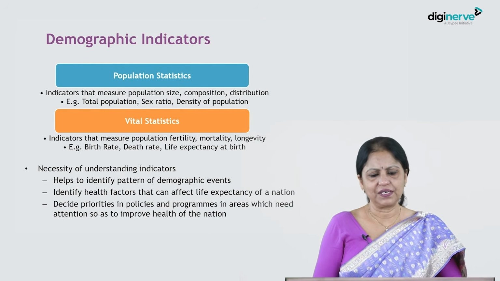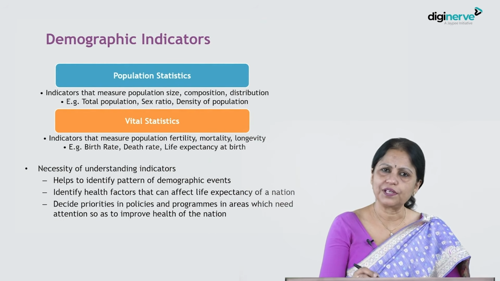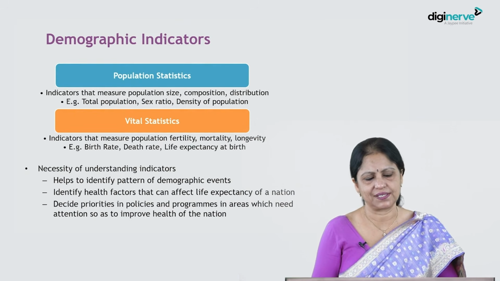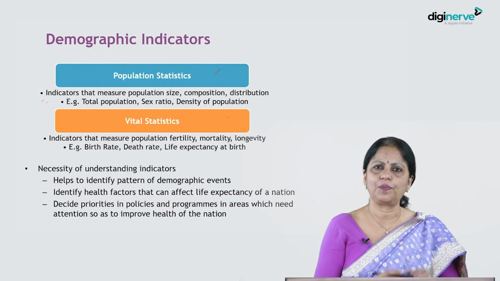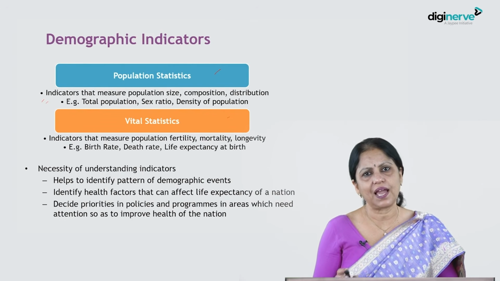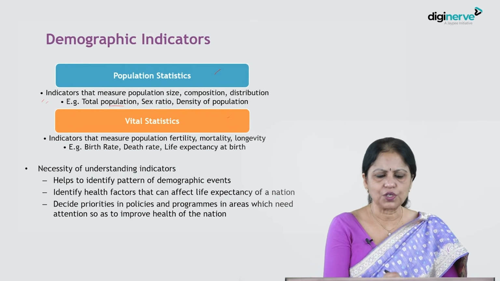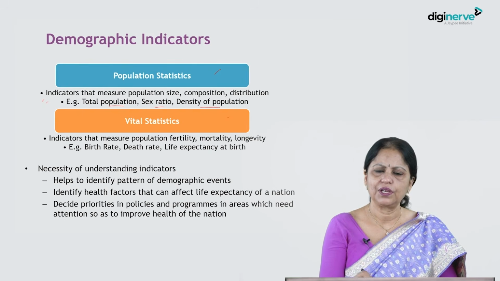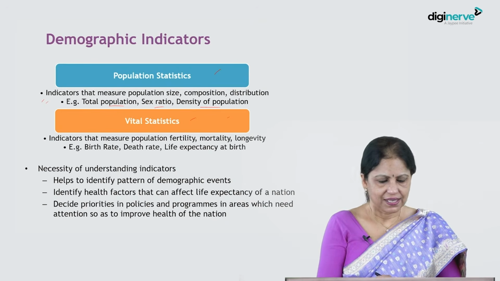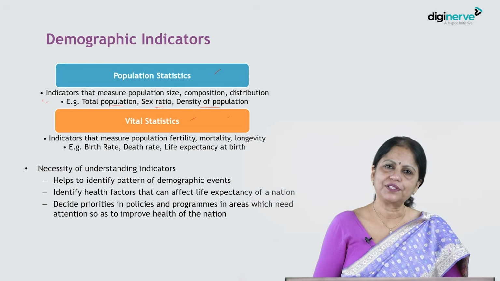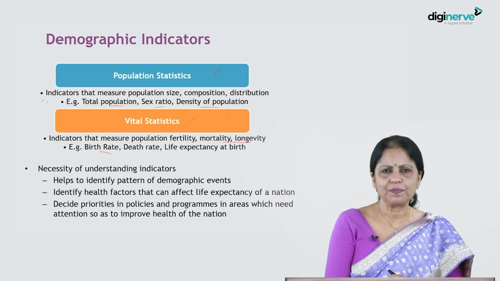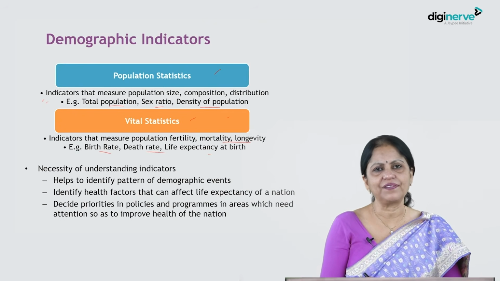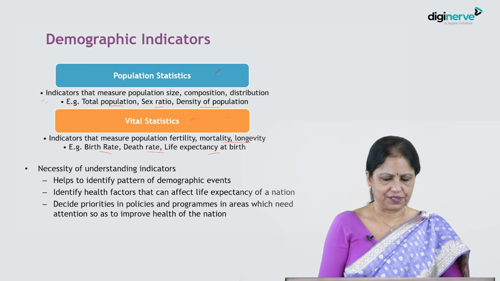So demographic indicators, we have two types, population statistics and vital statistics. Population statistics indicate, these are indicators that measure the population size, composition and distribution. So that is total population, sex ratio, density of population, etc. Vital statistics, these are indicators that measure population fertility, mortality, longevity. Examples are birth rate, death rate, life expectancy at birth, etc.